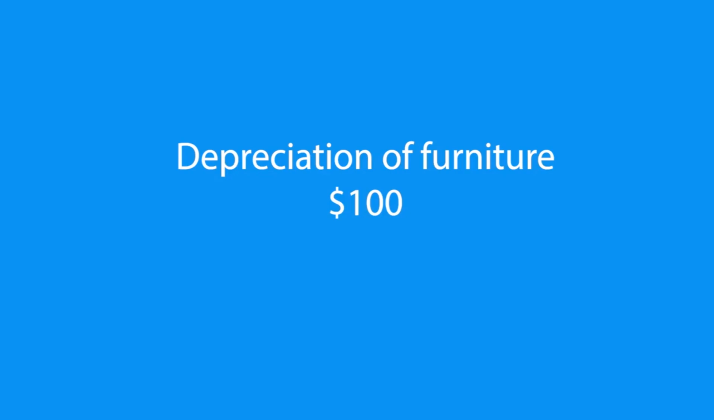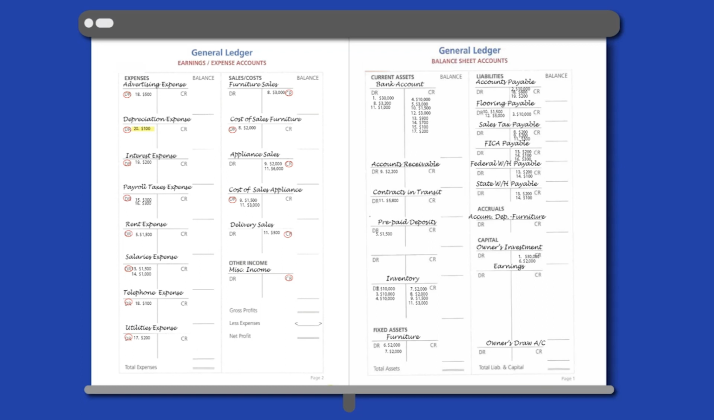Volunteer. Dixie. Debit depreciation expense for $100. Good. And credit accumulated depreciation $100. Good. Questions on that? Okay. Entry always looks the same. Credit accumulated depreciation, debit depreciation expense. Every month we're going to do that. We're going to make that same entry.